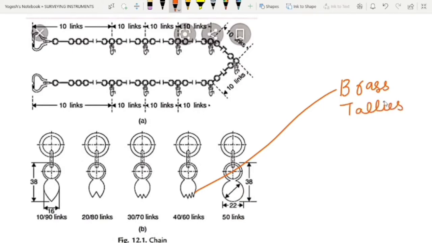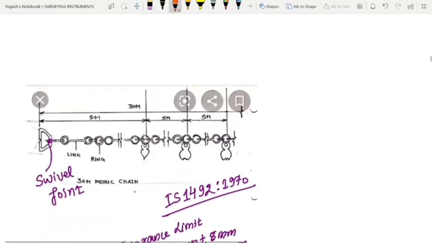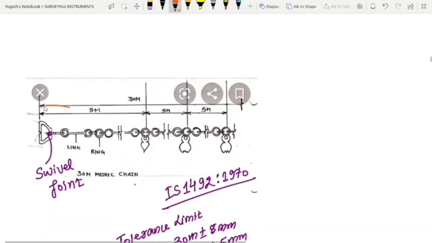These are basically the brass tallies, or brass tags. This end of the chain is provided with a swivel joint, so that the chain can be twisted, not bent or turned. Link is there, ring is there.